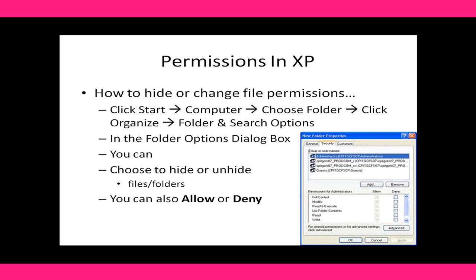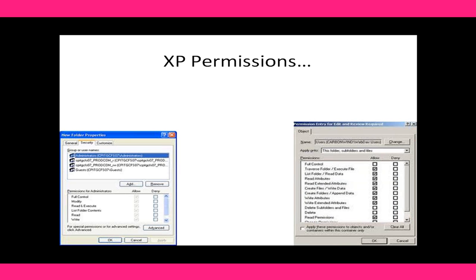So I'm going to explain to you how to set the permissions in XP, Vista, and Windows 7. How to hide or change file permissions in XP. You'll need to click Start, go to Computer, choose the folder that you want to set the permissions for, click Organize, then Folder and Search options. In the Folder Options dialog box, you can choose to hide or unhide files and folders, or you can also allow or deny permissions for users of those files and folders. Here are some screenshots of XP Permissions dialog box for properties.